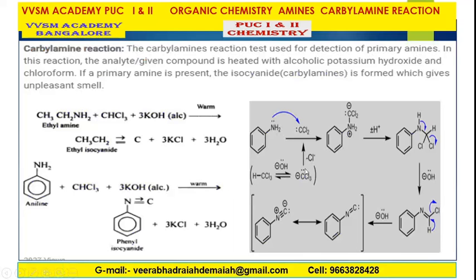Carbylamine reaction mechanism. The carbylamine reaction is a test used for detection of primary amines. In this reaction, the analyte, that is the given compound, is heated with alcoholic potassium hydroxide and chloroform. If a primary amine is present, the isocyanide, which is nothing but carbylamine, is formed, which gives an unpleasant, foul smell, that is the carbylamine odor. This is the mechanism involved in the carbylamine reaction, which is a unique test of primary amines.